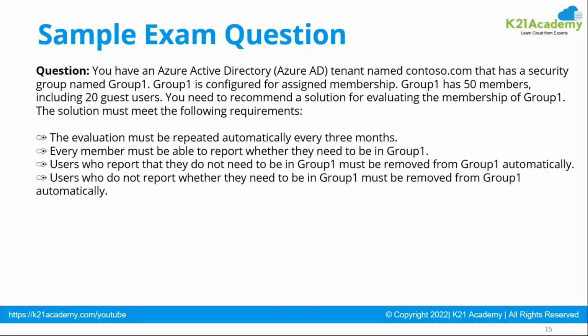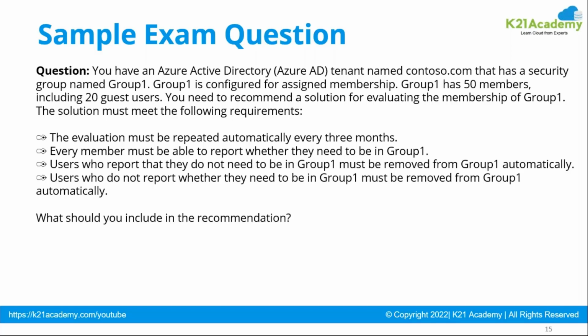So you are conducting an audit on this, and every member must be able to report whether they need to be in group 1. Users who report that they do not need to be in group 1 must be removed from group 1 automatically. So you must be remembering how we used to do that. Users who do not report whether they need to be in group 1 must be removed from group 1 automatically. Now here are the choices, guys, on the basis of that.